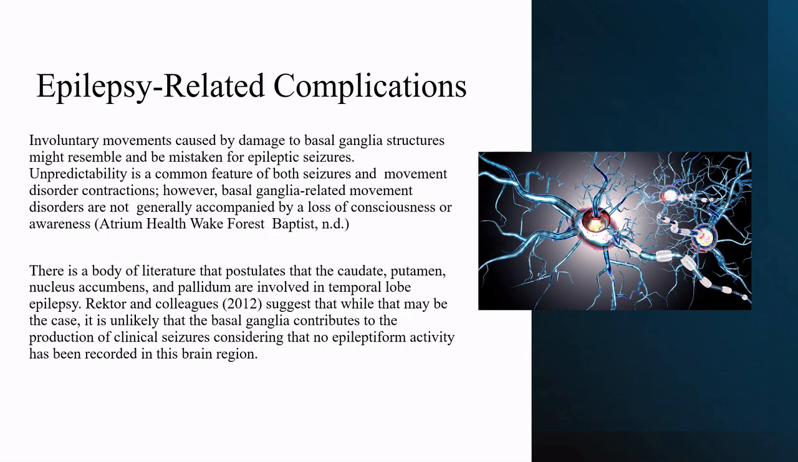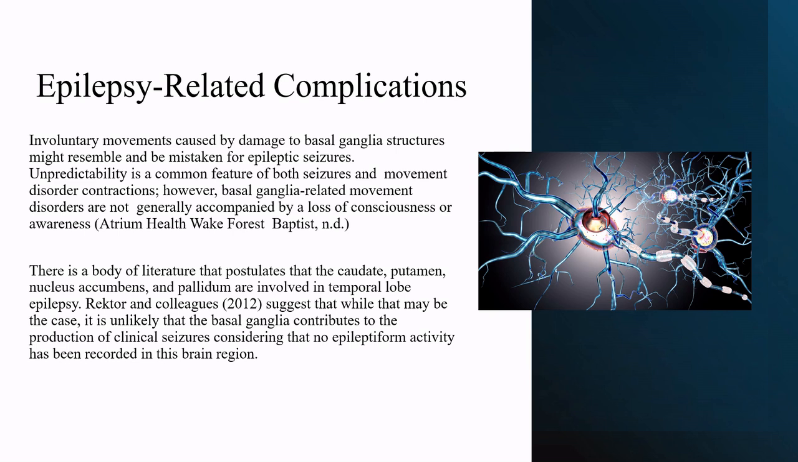Involuntary movements caused by damage to basal ganglia structures might resemble and be mistaken for epileptic seizures. Unpredictability is a common feature of both seizures and movement disorder contractions. However, basal ganglia-related movement disorders are not generally accompanied by a loss of consciousness or awareness.